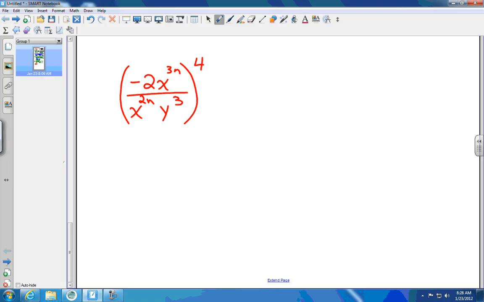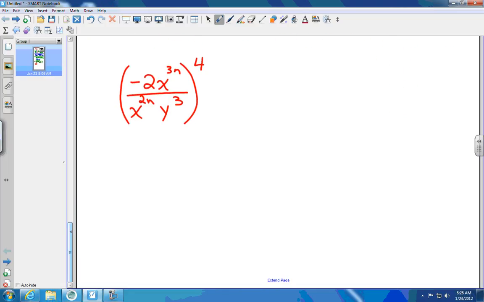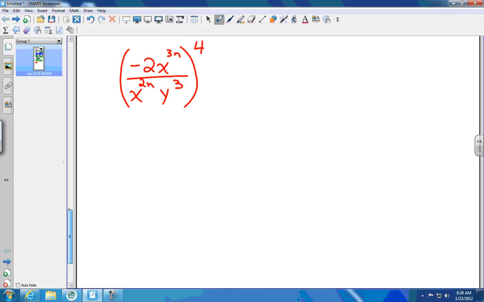With problems like this, you can either simplify inside here first and then take it to the fourth power, or you can take everything to the fourth power first and then simplify. I'll do both up here, and I don't care which one you use. It's probably better to simplify in the parentheses first just because that is following the order of operations. But if you find the other way easier to understand, then that's the way that you should do that.